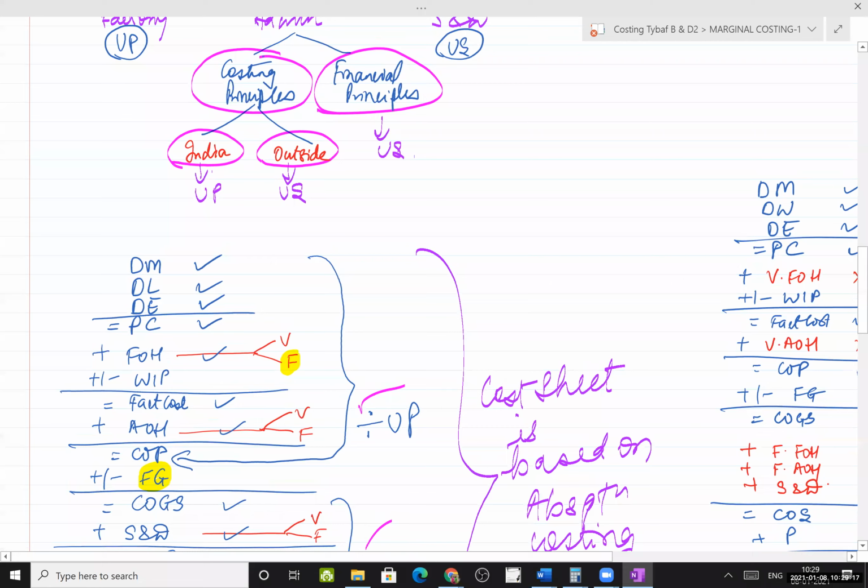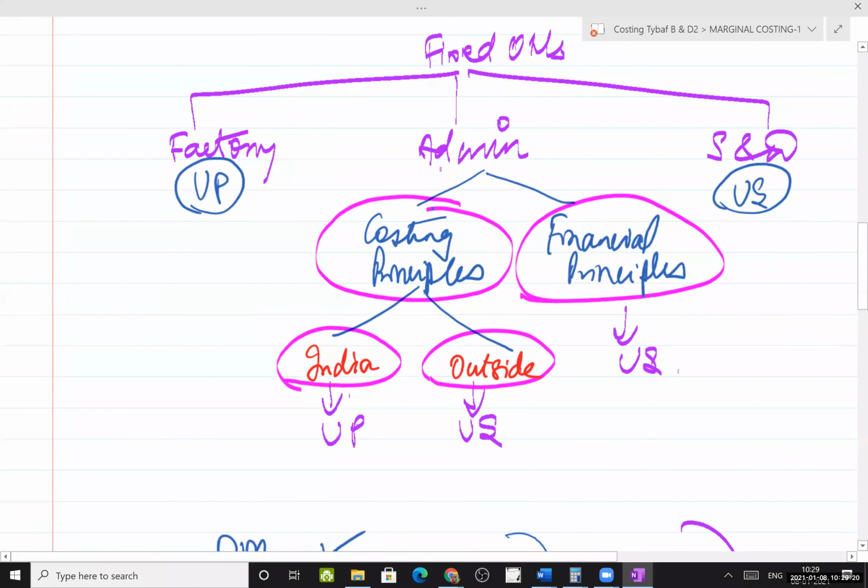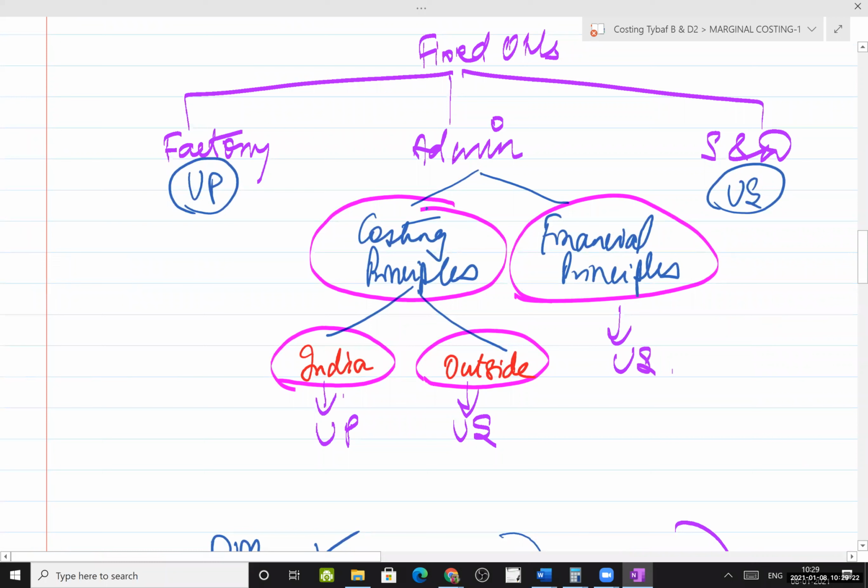Okay. So in India, fixed admin overheads, the principle that rules it is costing principles, because of which we divide fixed admin overheads with units produced. Why? Because we follow the costing principle. Okay, and outside India, who follow costing principles, they consider units sold. See, I'll tell you why. Okay, because there is a change in the format.